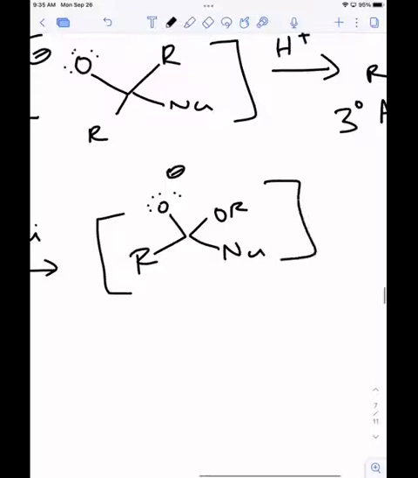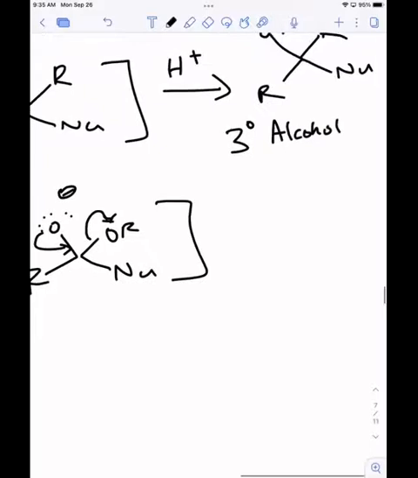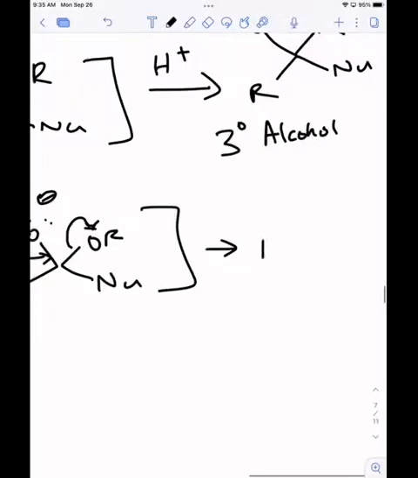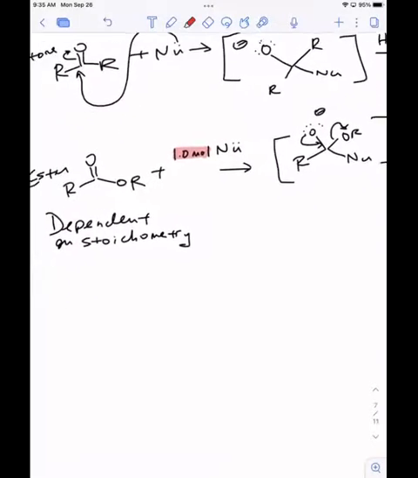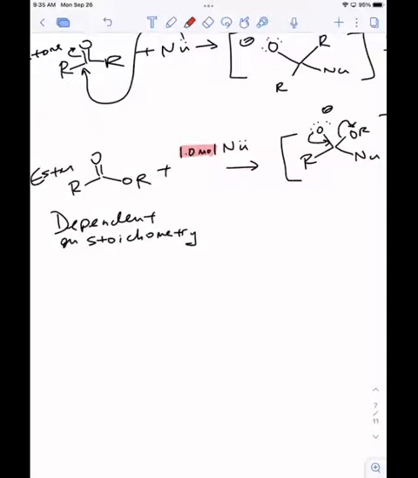Right, but this doesn't stay here, it actually decomposes. So when it does, that's actually going to give me a ketone. Right, that's again stoichiometry dependent, if I only use 1 mole of my nucleophile. Now if I use 2 moles, let me show you what happens there.